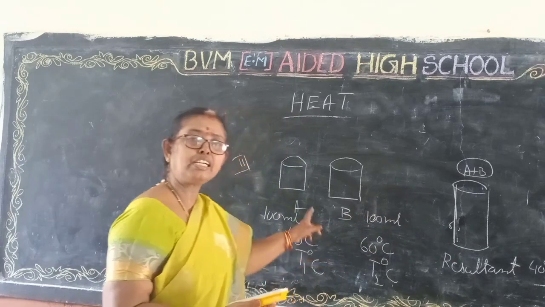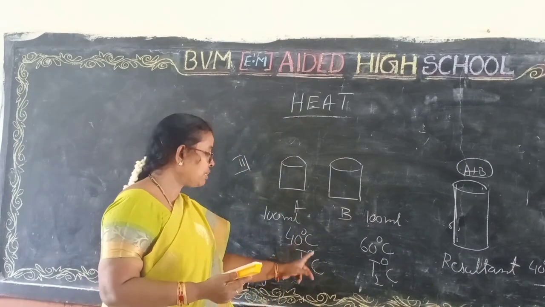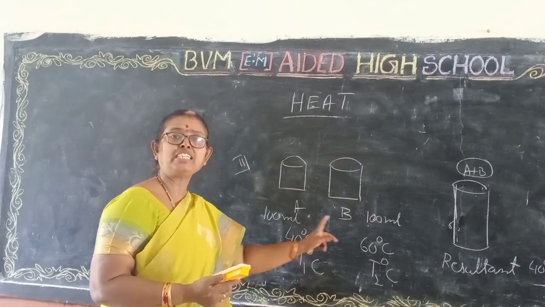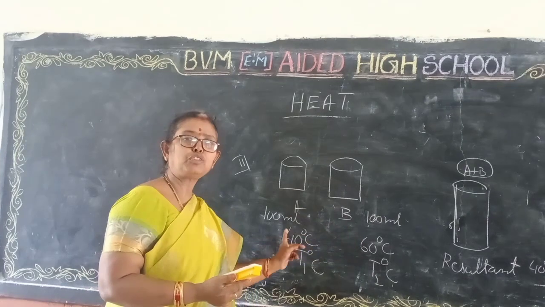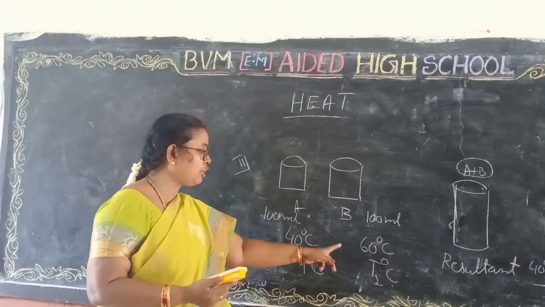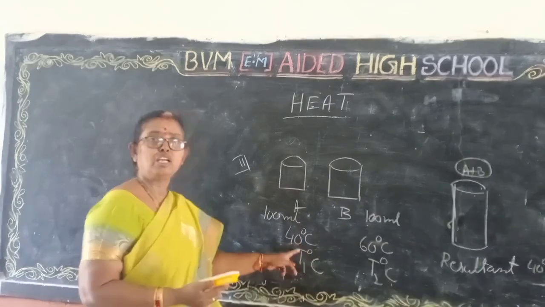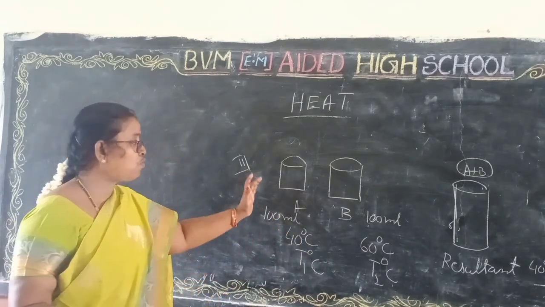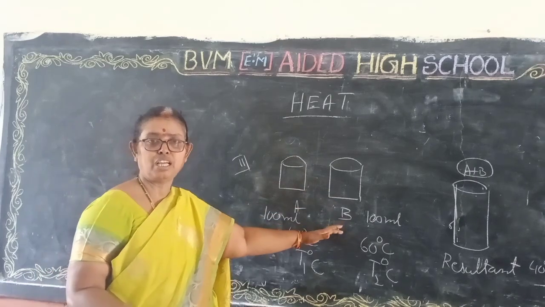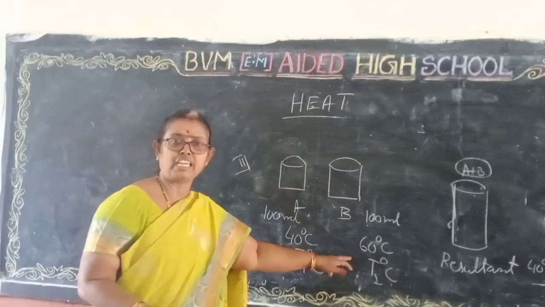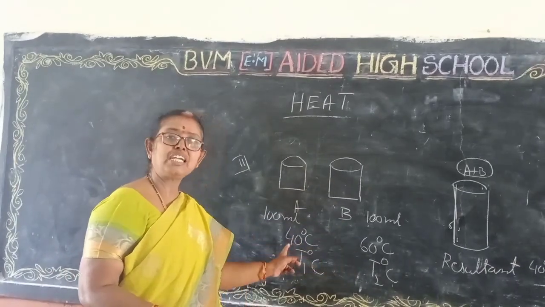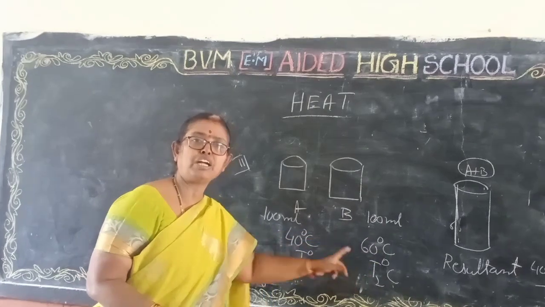So when the masses are the same, and you mix these two in the third beaker, the resultant temperature will be, 60 plus 40, 100, 100 by 2, it will be 50 degrees. So what is the meaning here?